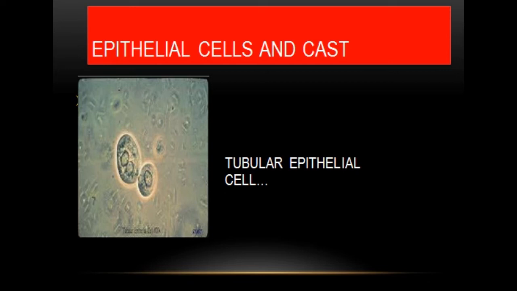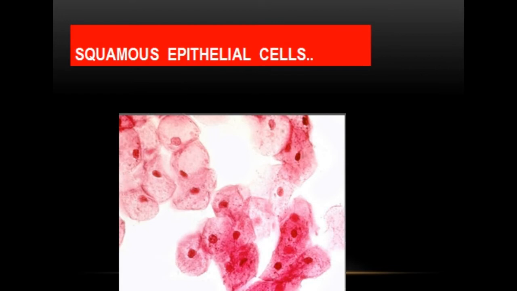It means that tubular epithelial cells are smaller, transitional cells are in between, and squamous epithelial cells are those which have a larger size. And squamous epithelial cells are basically present in the skin. They are present from the skin, and they are the outer part of the urethra.